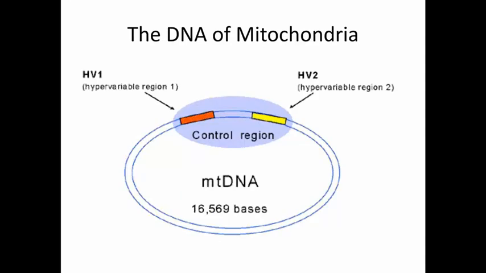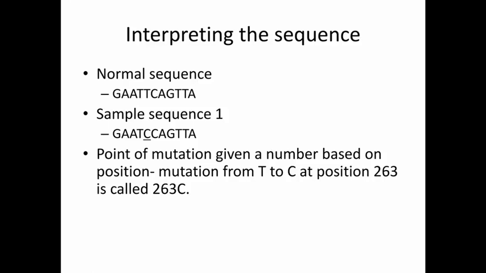There are hypervariable regions in the mitochondrial DNA, and because they don't actually code for any particular genes, they're able to mutate somewhat more frequently, and so mutations over time have crept into them, and so they're actually sequencing the mitochondria. If this is a normal sequence, they would compare the sequence that's found to a normal sequence and say, okay, we have a mutation at position number 263, and in the original sequence it was a T, but here we have a mutation, and so we're going to call it 263C.